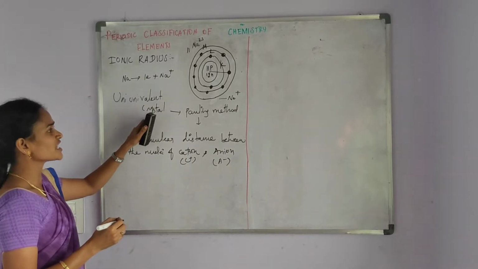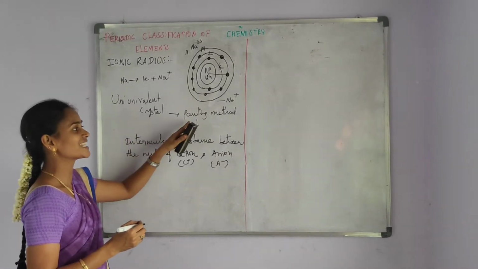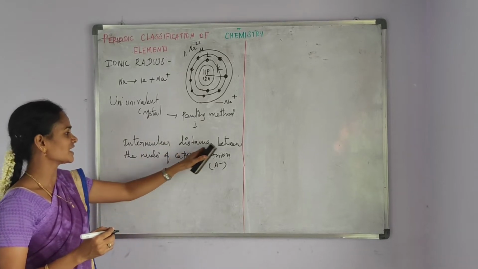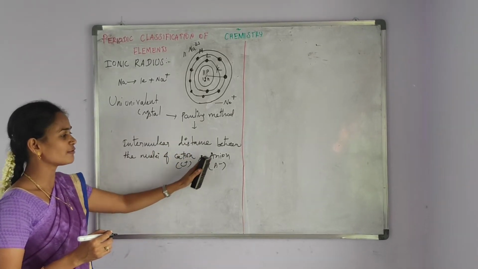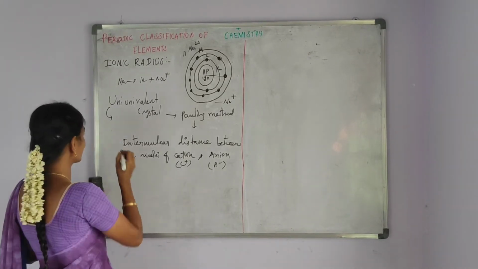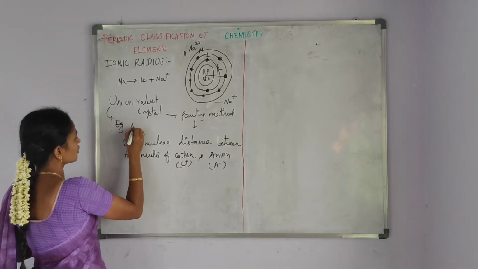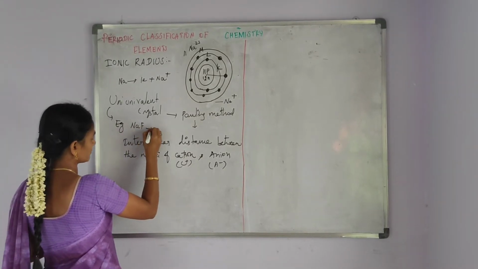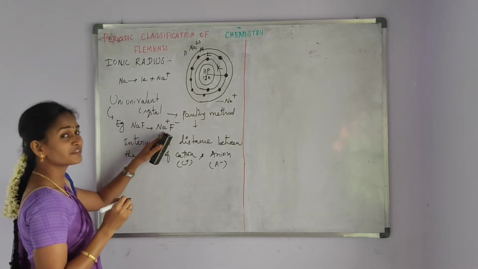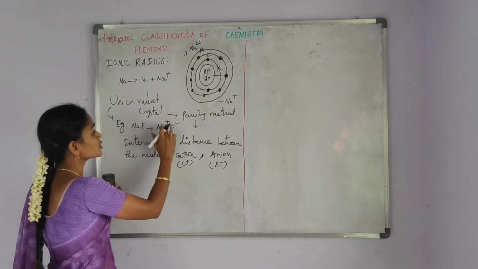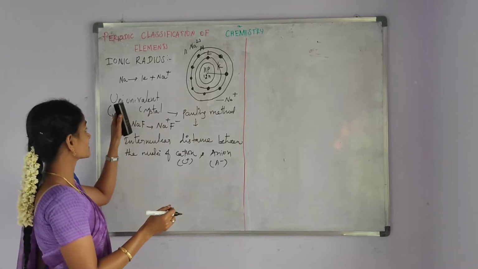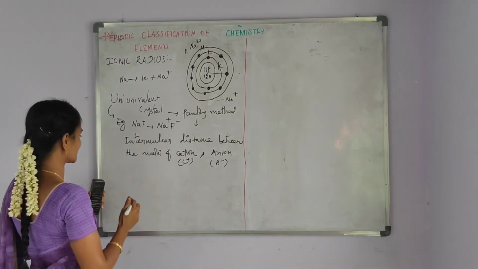Now the question is, what is a univalent crystal? The example is sodium fluoride, NaF, that is Na plus F minus. If the ionic crystal contains a unipositive and a uninegative ion, the ionic crystal is called a univalent crystal.